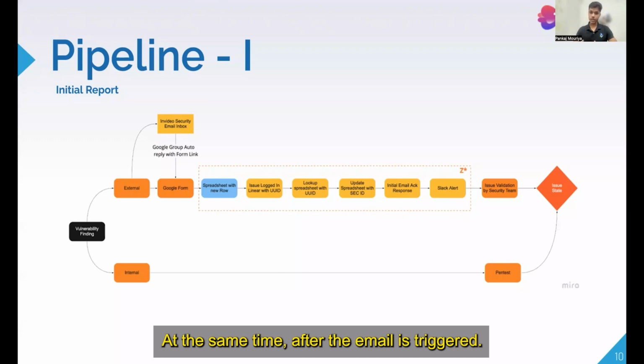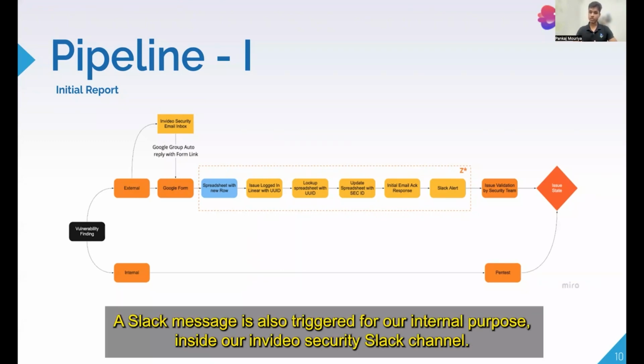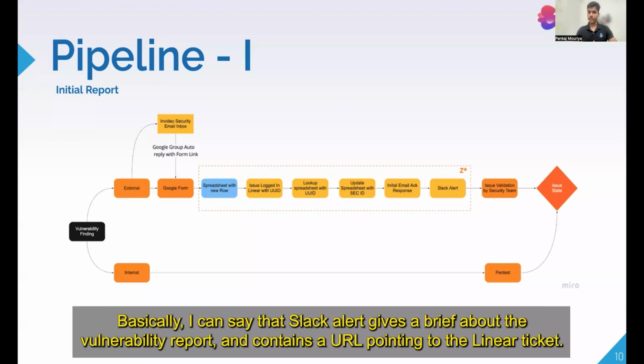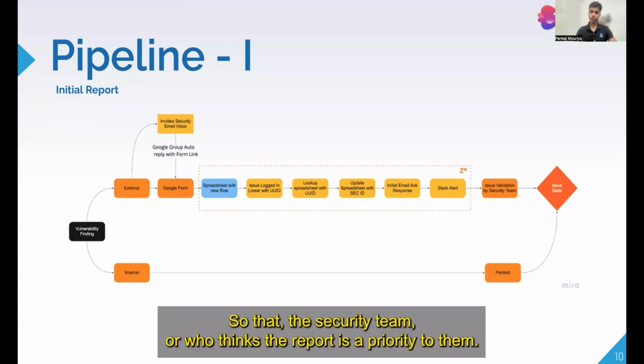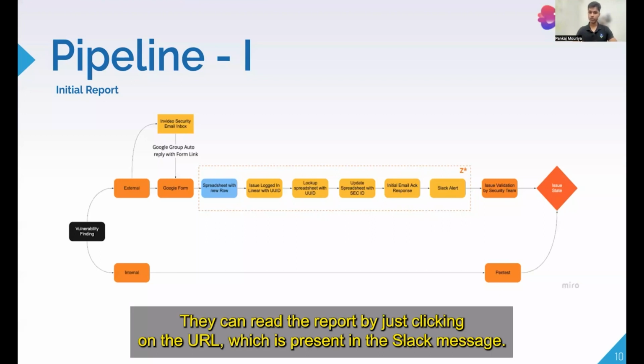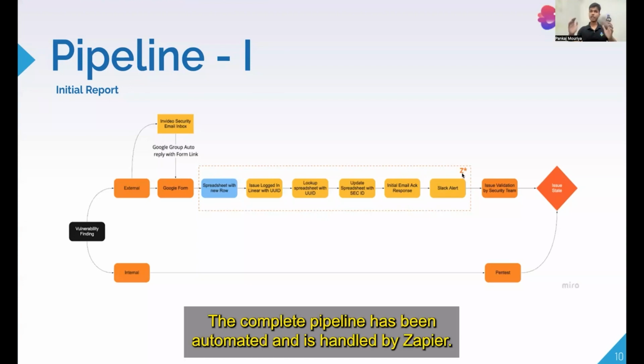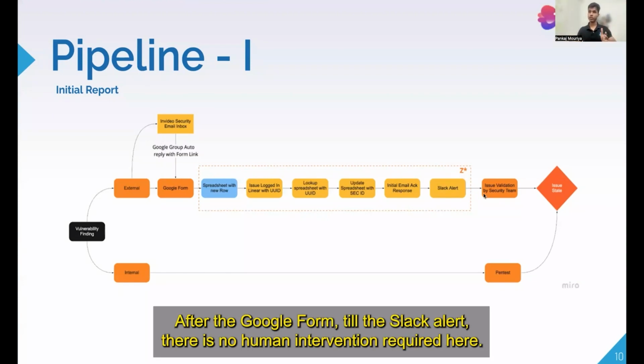And at the same time, after the email is triggered, a Slack message is also triggered for our internal purposes inside our NVIDIA security Slack channel. Basically, the Slack alert gives a brief about the vulnerability report and contains a URL pointing to the Linear ticket, so that the security team, or whoever thinks the report is a priority, can read the report by just clicking on the URL which is present in the Slack message. The complete pipeline has been automated and is handled by Zapier. After the Google form till the Slack alert, there is no human intervention required here.